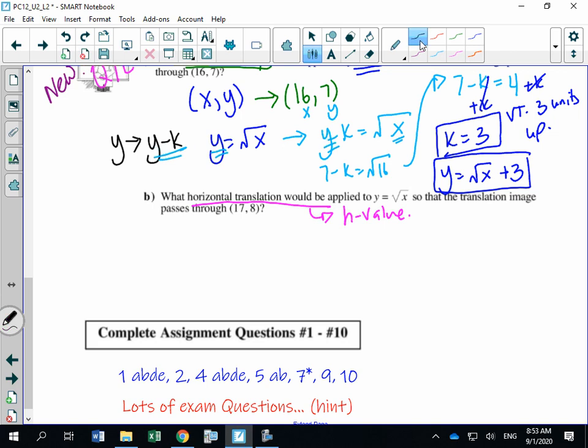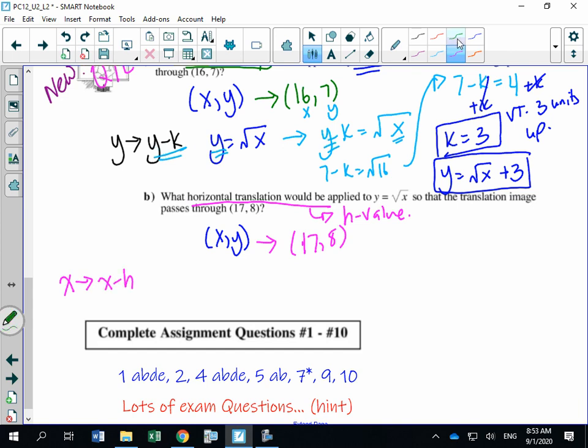And they're giving us an original function, x comma y, and then they're saying, okay, what h value is going to be applied to the x to get my new point to go through 17 comma 8? So for your h value, you have to ask yourself, was that an x replacement or a y replacement? And that was an x replacement. So x is going to be replaced with x minus h.